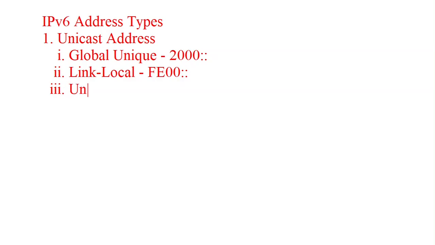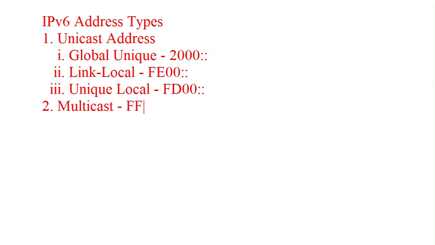Then we have the last one, which is unique local address. This one is similar to the private IPv4 address. The unique local normally starts with FD, slash something. I can't remember very well. Other than that, we have multicast addresses. Multicast addresses normally begin with FF, slash something, and lastly we have anycast.